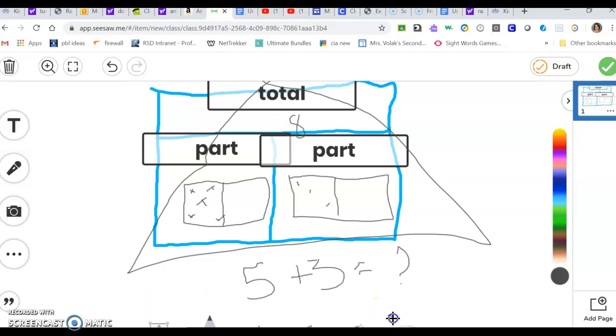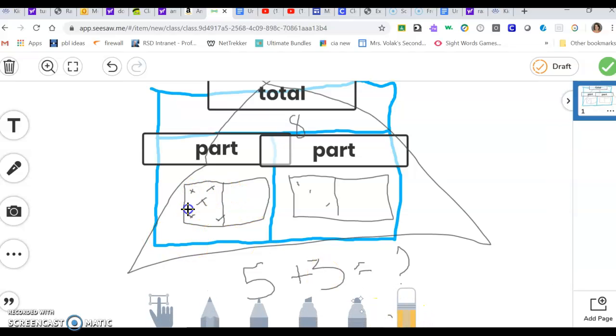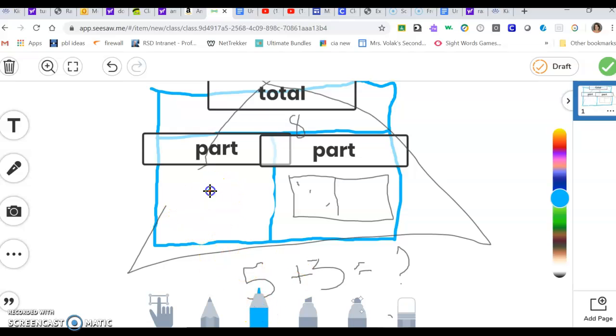If I didn't put an 8 up there and you had to figure the other way, you would say 8 take away 3 equals that question mark. And then you would have to subtract because the biggest number is at the top and then we are missing one of the parts.